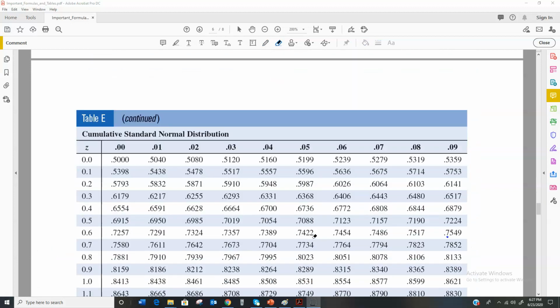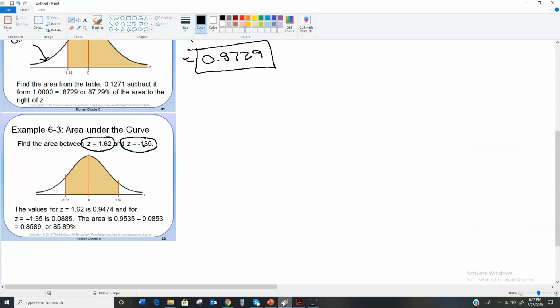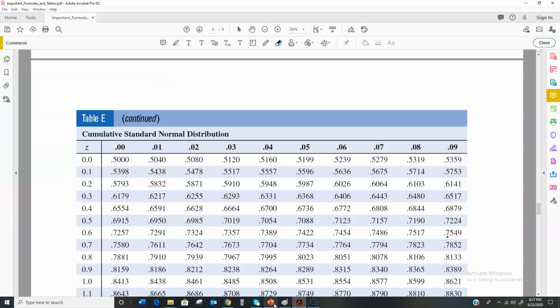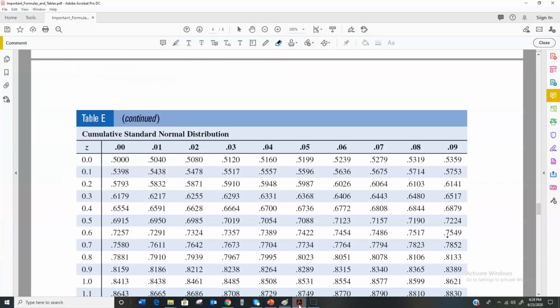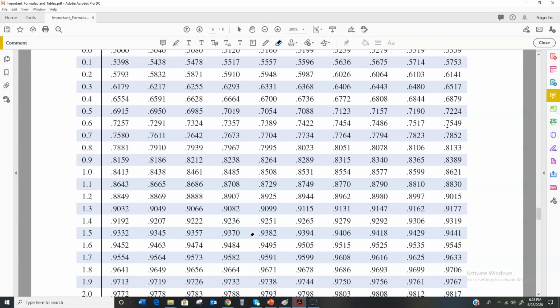Okay, so I'm going to look up the 1.35 first. I think that's what it was, negative 1.35. Actually, let's look up the 1.62. It's easier usually to look up the big value first, because you're going to subtract, and that's going to have a bigger value. So we'll look up 1.62.